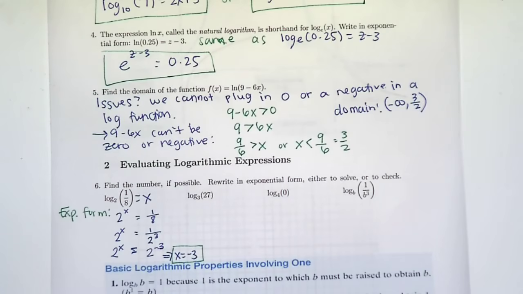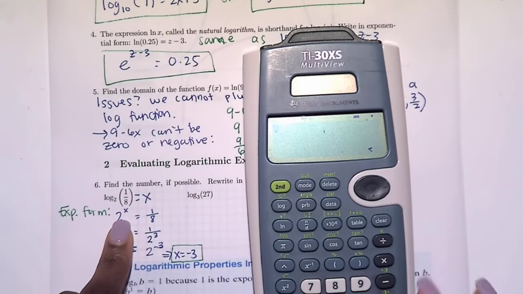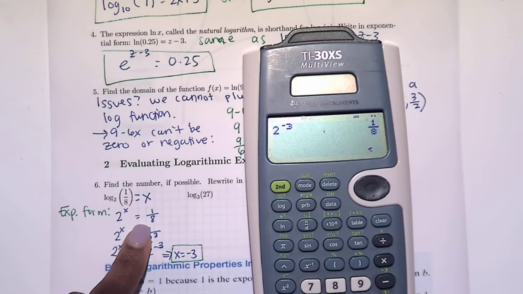All right, so is that true? Well, let's see. Here x is negative 3, let's check it. 2 raised to the negative 3, that's 1 over 8. That's exactly the answer we were looking for.